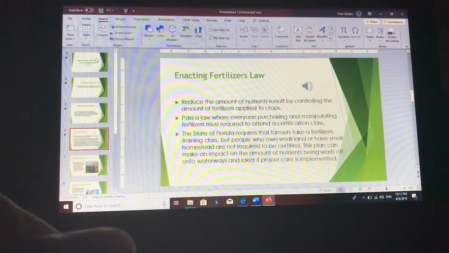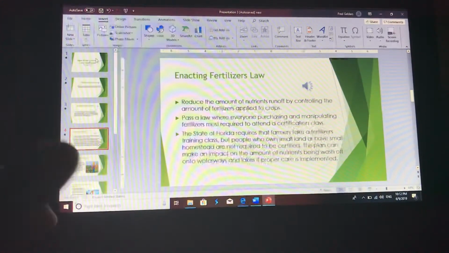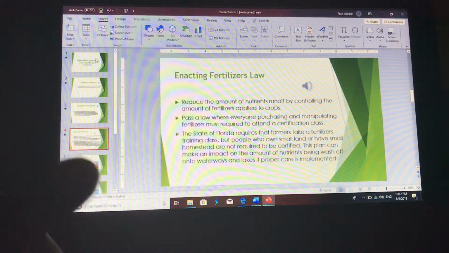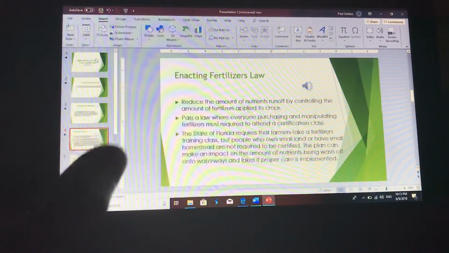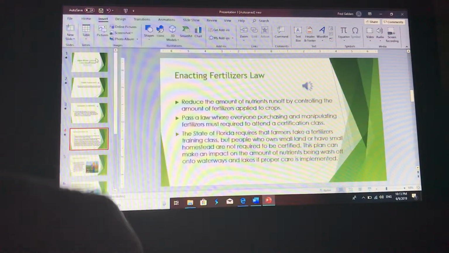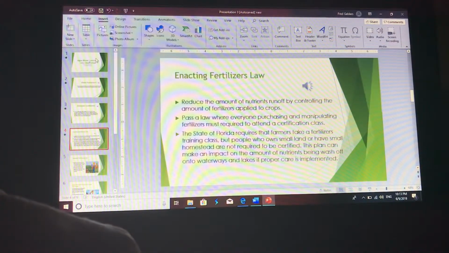Because the state of Florida only requires farmers and those who use fertilizer at the commercial level to take the training class. But people who own small land or homes in rural areas are not required to be certified. So this law will require anyone who wants to purchase any kind of these chemicals to take this training class. By doing this, we can prevent a good amount of nutrients being dumped into rivers and lakes.